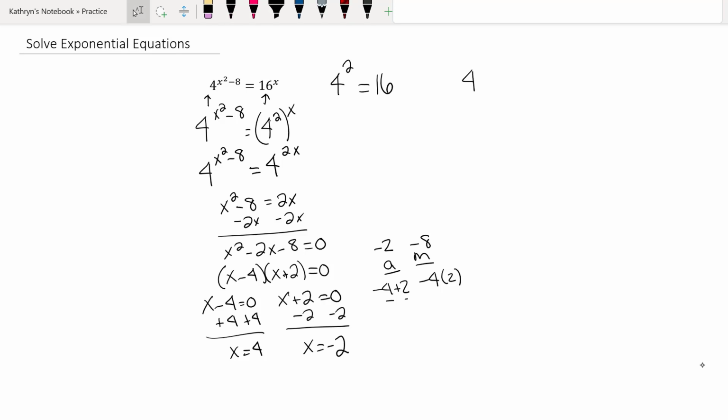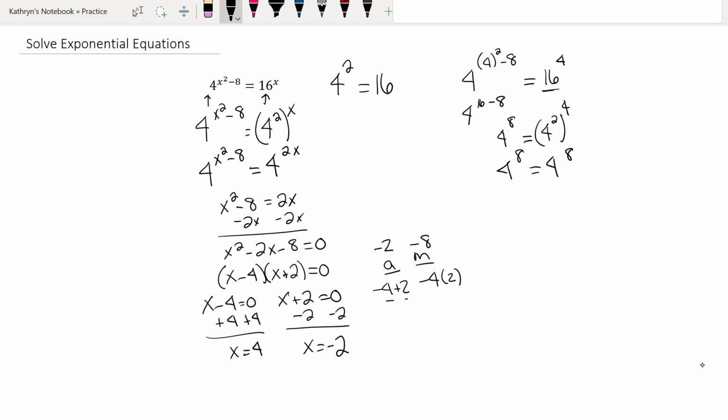So we have 4 to the x squared minus 8, so I'm going to put 4 to the 4 squared minus 8, and that should equal 16 to the 4th power. Oh my goodness. Well, we're going to have 4 to the 16 minus 8. Well, 16 minus 8 is 8, so we have 4 to the 8th equals, now remember, 16 is 4 squared. So 4 squared to the 4th is, look at that, 4 to the 8th equals 4 to the 8th. We didn't even need our calculator for that one.